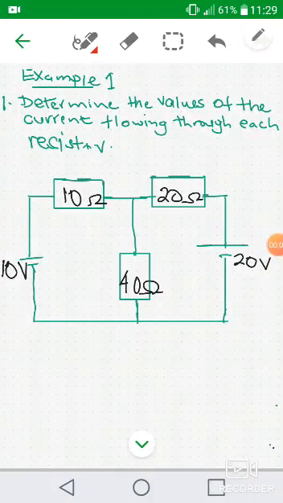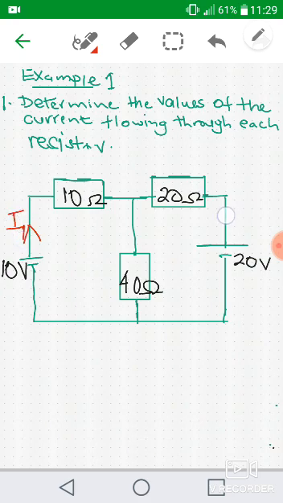Okay, so let us apply Kirchhoff's laws to solve this problem. We are supposed to determine the value of current flowing through each resistor. So let us start by looking at the power sources. The 10 volt supply current will flow in that direction. Let us call that current I1.